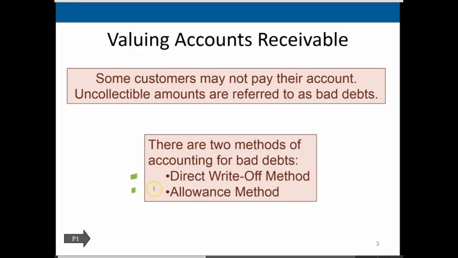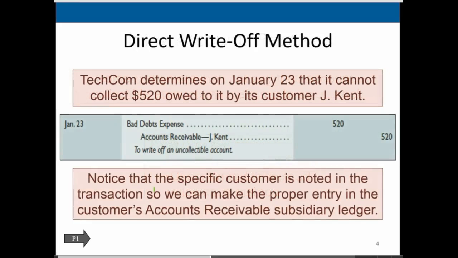If, on the other hand, the amount of bad debt is large, then the allowance method might be a better way to go, because it gives a more accurate picture of what is going on. So for the direct write-off method, we have the company determines on January 23 that it cannot collect $520 owed by its customers. So we went through the receivables. We're saying this bad debt, we're not going to collect on this. We need to take it out of the receivable.